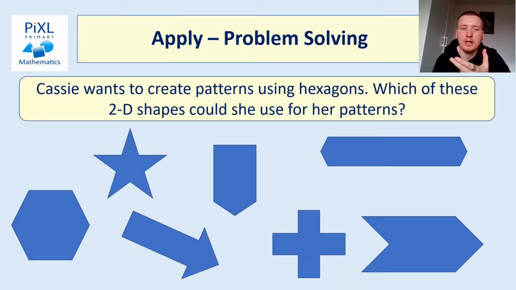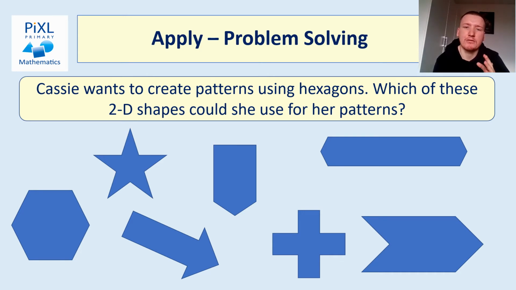Problem solving now. Cassie wants to create patterns using only hexagons. Which of these 2D shapes could she use in her patterns? Let's break it down into 2 simple steps to answer this question. The first step is to count each side of each shape to work out if it is a hexagon. Your next step is to draw any hexagonal shapes that you've picked out into a row, into a pattern, and post it onto your portfolio so that me and the teachers can mark them to double check if you've got this answer correct.